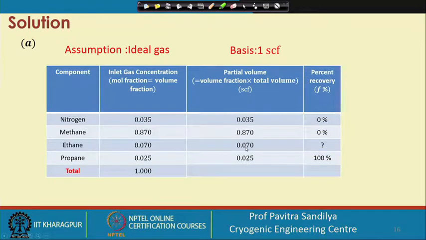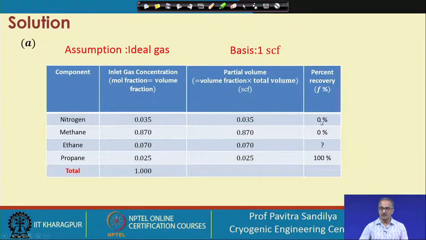Now, these are the percent recovery as given in the problem, that nothing is going in the liquid, so of nitrogen and methane. So, we are finding that recovery of these two components are 0 and the whole of the propane is going to liquid. So, it is 100% recovery for the propane, and we do not know how much is the ethane recovery.